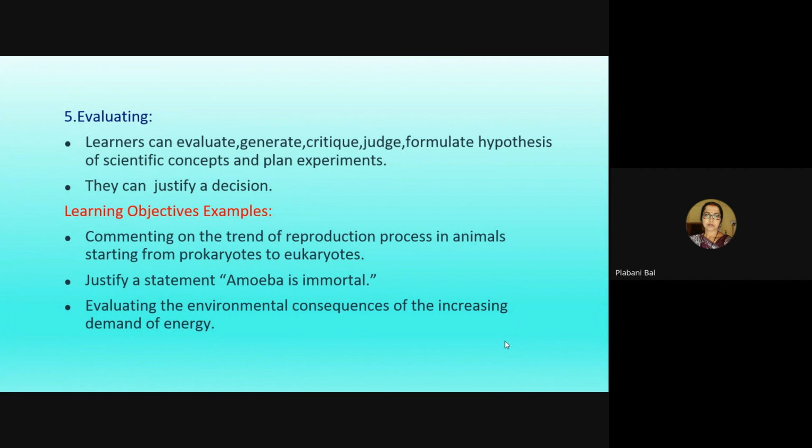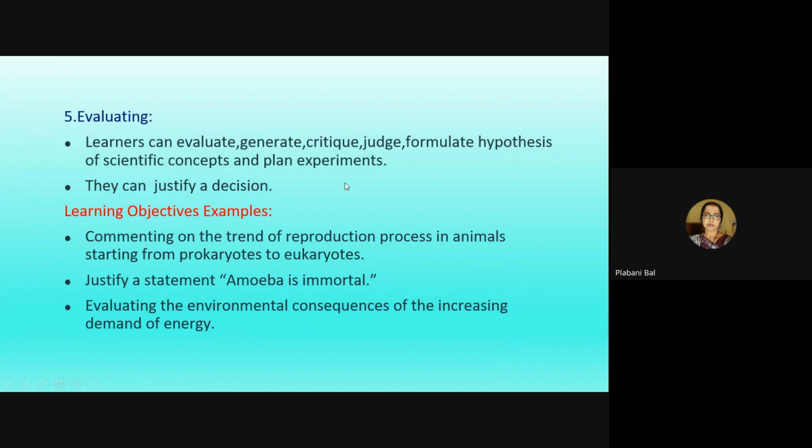The learners can evaluate, generate, critique, judge, formulate hypotheses of scientific concepts and plan experiments. At that time they are evaluating. They have developed everything, and now they are judging, critiquing, giving their judgment, producing their ideas on that particular thing. They are evaluating whether it was good or bad, adding some value to it. Then it is called the evaluating part. They can justify a decision, why I have taken this decision. Then it is called evaluating.